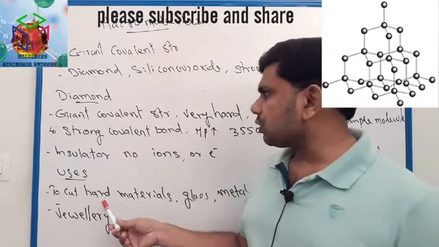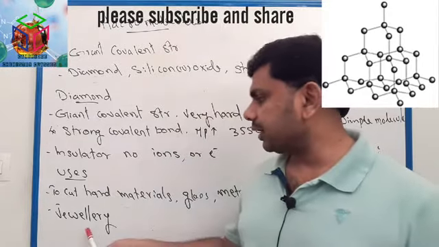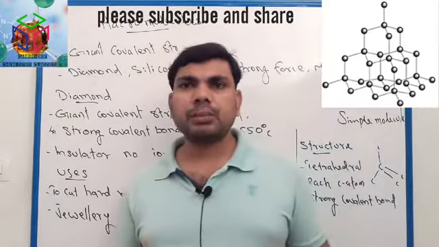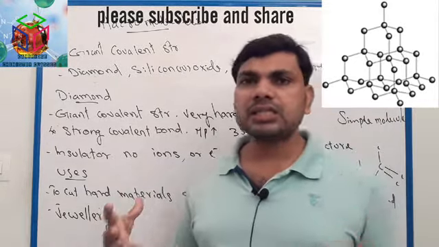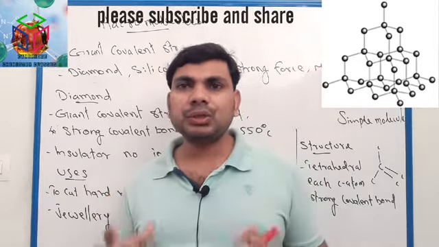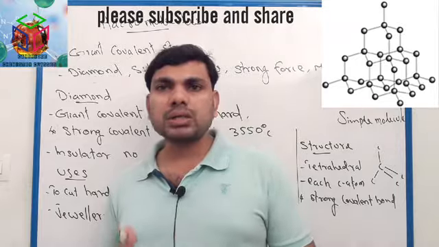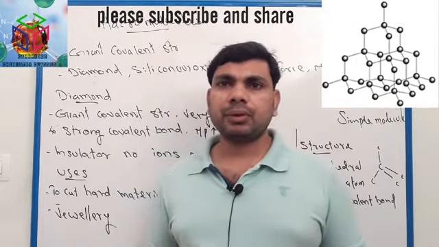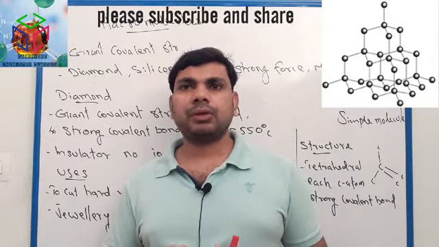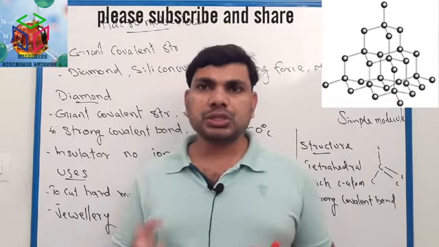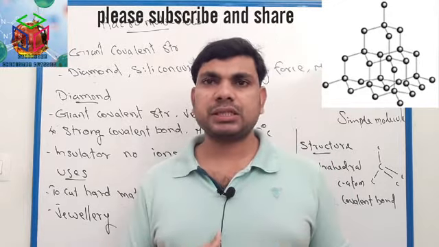Here are different uses of diamond. Diamond is used in jewelry. This is a very important use of diamond. Also, we discussed that diamond is the hardest material. That's why diamond is used to cut glass and hard materials such as rock and stone. Also, diamond is used in drilling machines, to drill materials because it is a very hard substance.